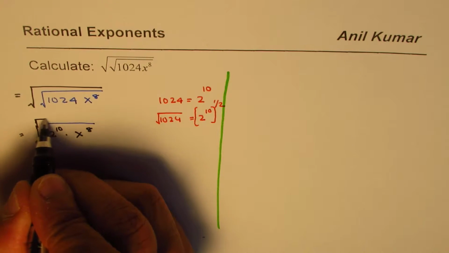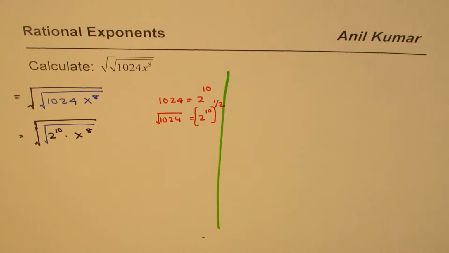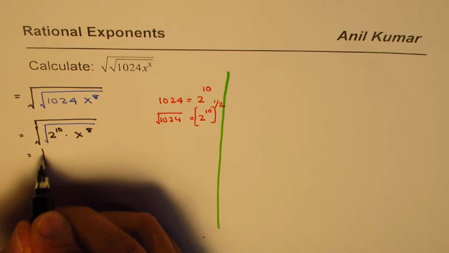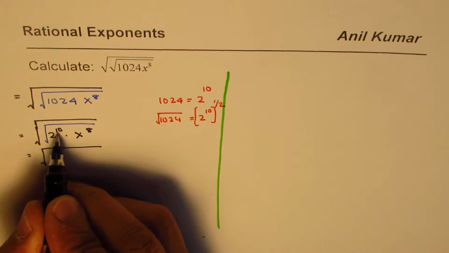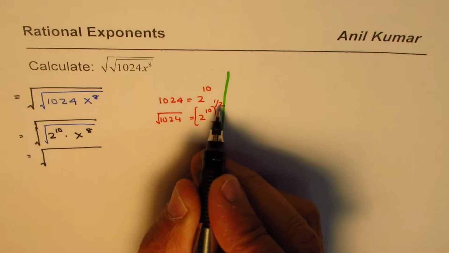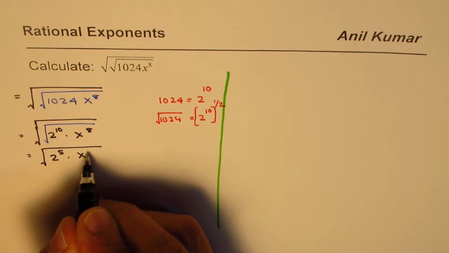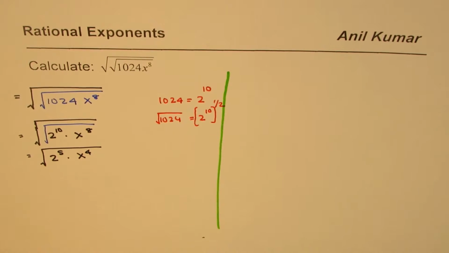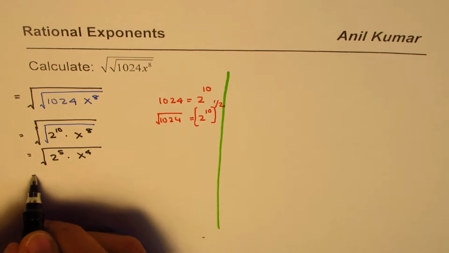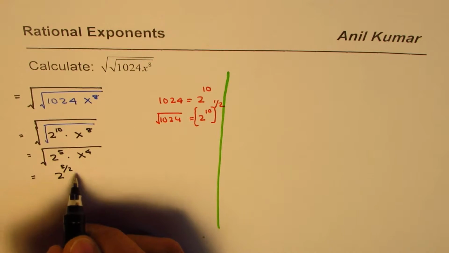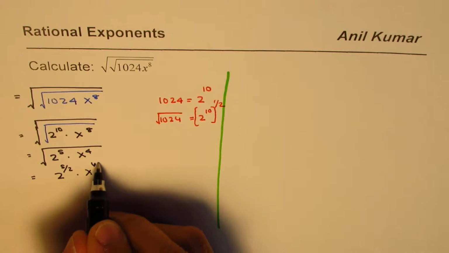So yeah, let's do it in two steps. What do we get? We get the square root, half of these powers, right? This is to the power of half. So we get 2 to the power of 5 times x to the power of 4, right? Now again we have to do half of these powers, so we get 2 to the power of 5 over 2 times x to the power of 4 over 2.